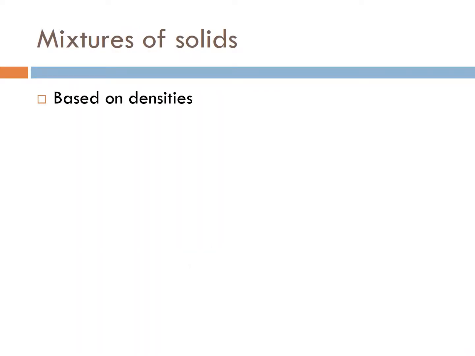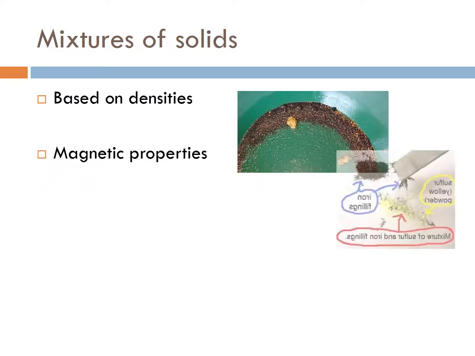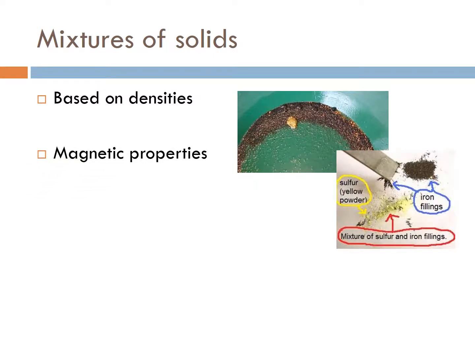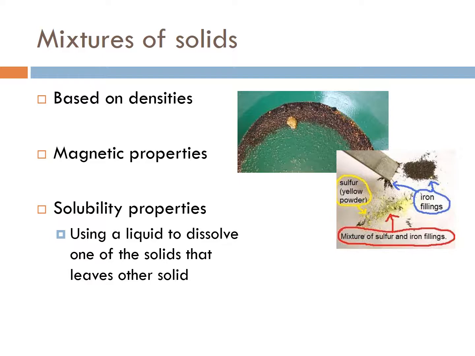Mixture of solids, based on density, you can separate. For example, sand and gold, they're going to be different based on their densities. Use magnetic properties. So, like the first example, you can use a magnet to remove iron from sulfur. And then sometimes you can use solubility properties. So if you have, like, salt and iron, you can dissolve the salt in water and that leaves you with a solid of iron.